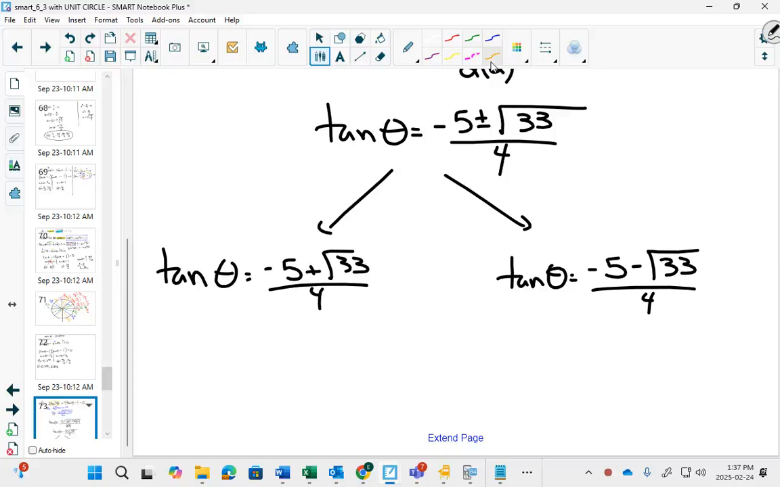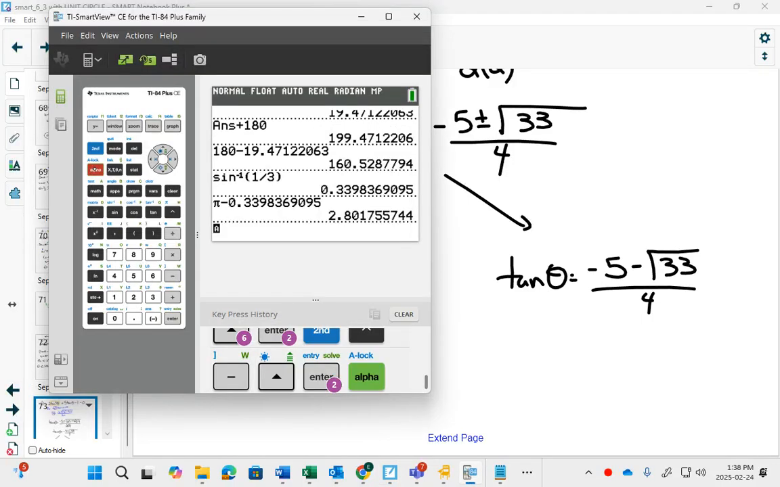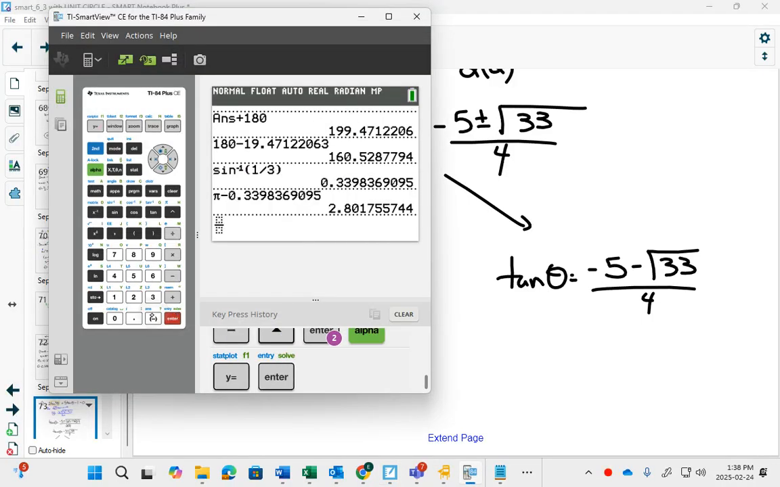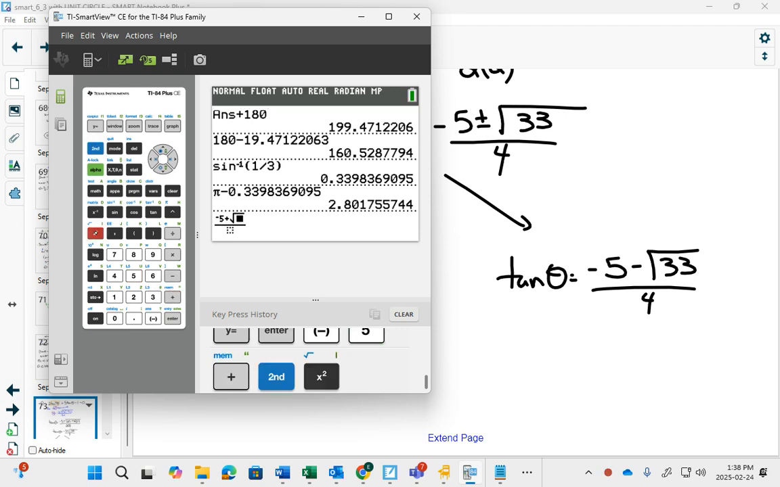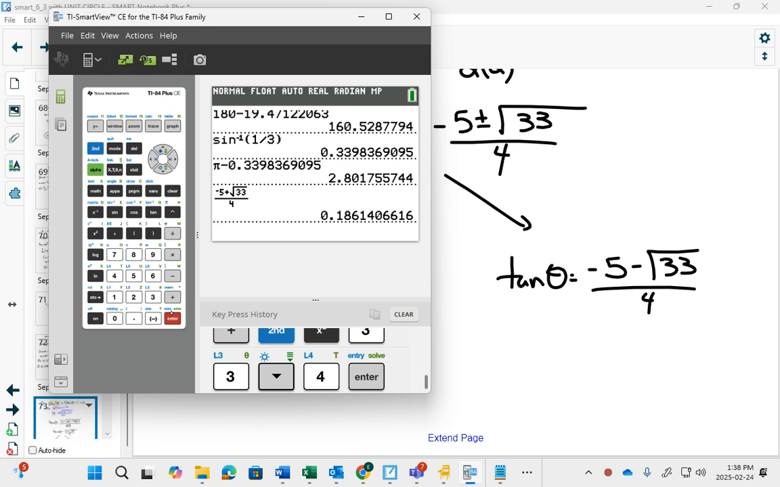Sometimes the problem with these fractions is, mental math-wise, you can't tell right away, are they positive or are they negative? I can tell this one's negative pretty easily. This one's not so easy to tell that it's positive, okay? So one of the things you could do is go to your calculator and we could just type them in, negative 5 plus the square root of 33 over 4, and it's 0.186.